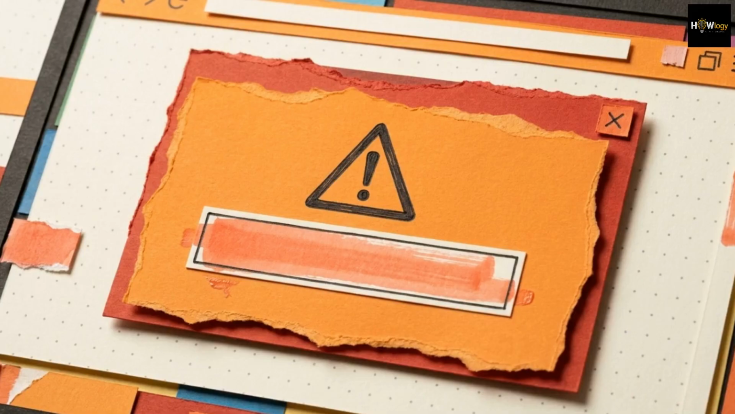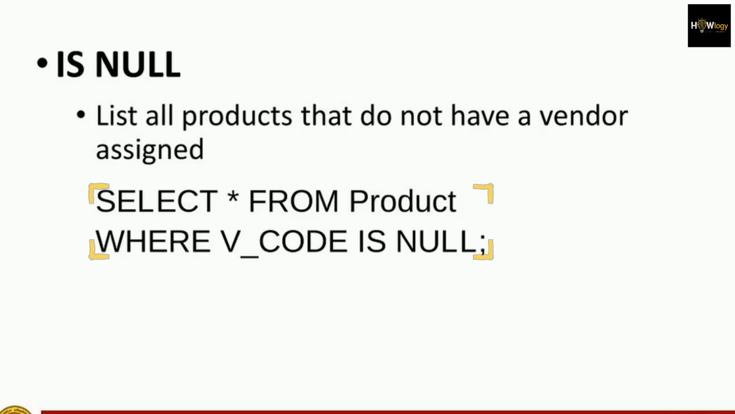Now, look at it from the perspective of the database admin. A product page crashes because of a missing supplier field, a glaring data error in the system. This specific command allows the admin to hunt down the source of the crash. Using IS NULL scans the entire database to isolate the exact rows where a vendor code was never assigned.